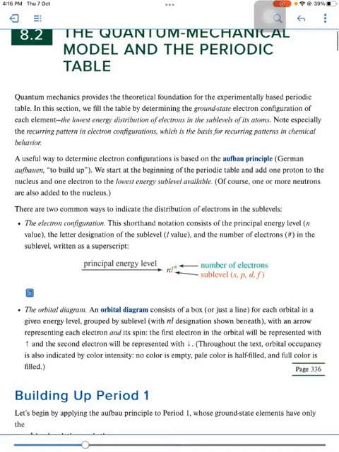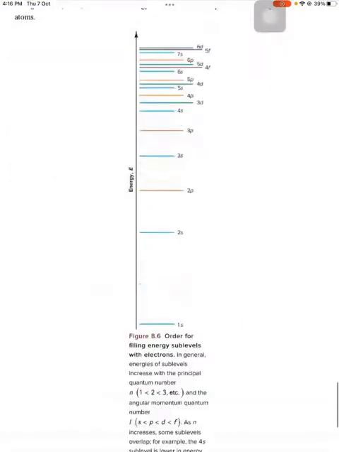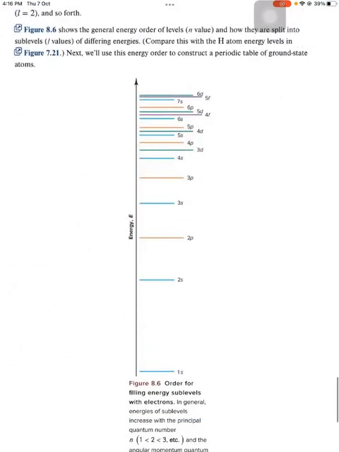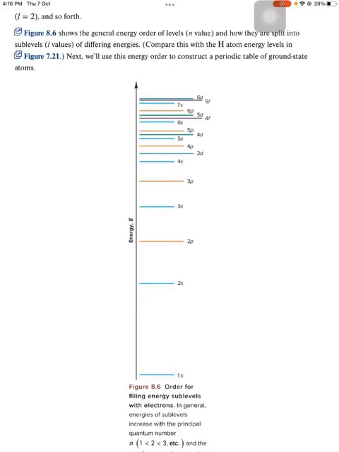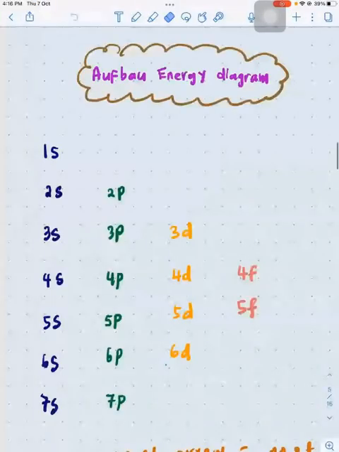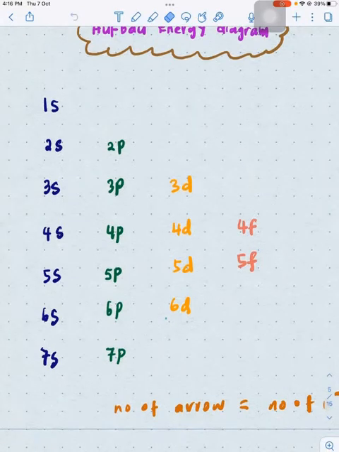So to memorize that, kalau ikutkan dalam buku ni dibuat dalam bentuk line-line macam ni. This is on page 335. Maknanya, you akan start with 1s, lepas tu followed by 2s, 2p, 3s, etc. Kalau kita tengok ikut line-line macam ni mungkin susah nak hafalkan. So that's why there is a special diagram yang kita panggil sebagai Aufbau energy diagram. So I really hope that you can take out a piece of paper, pencil, and cuba build up your own Aufbau energy diagram dulu.